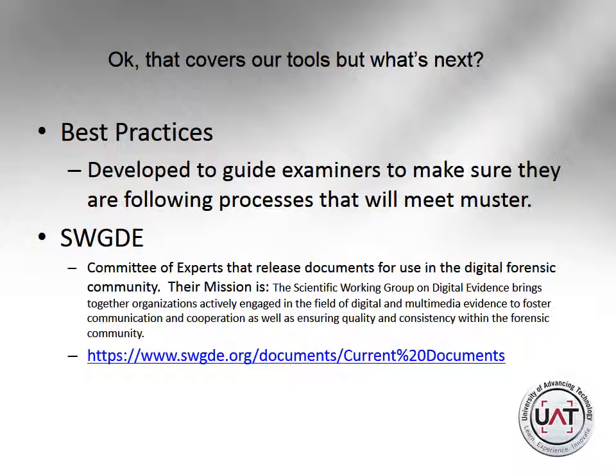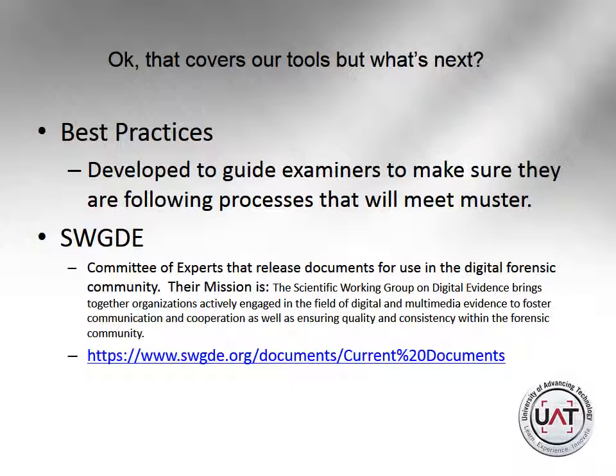So, okay, we're talking about tools, but what about the procedures we use? Well, you have to talk about best practices. These are guidelines, not written in stone. It's not like Moses came down from the mountain. Sorry if you're not of that faith, but I'm just using it as an example. But it's not like if you violate one of these rules, you're going to have lightning strike you.